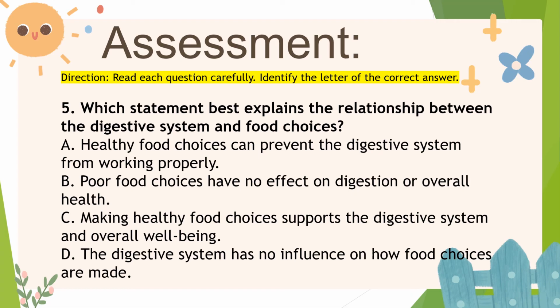Number 5. Which statement best explains the relationship between the digestive system and food choices? A. Healthy food choices can prevent the digestive system from working properly. B. Poor food choices have no effect on digestion or overall health. Letter C. Making healthy food choices supports the digestive system and overall well-being. Or letter D. The digestive system has no influence on how food choices are made.